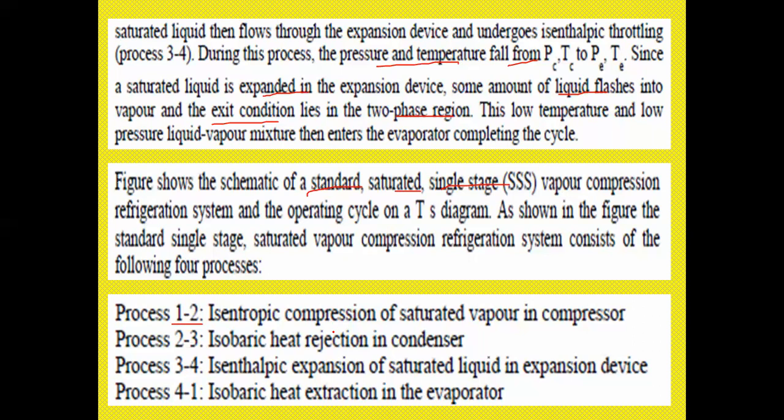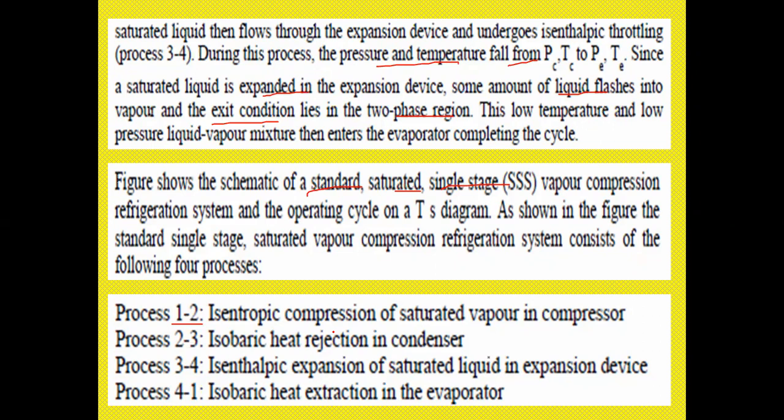So in 4-1 what happens, the liquid refrigerant is converted into vapor form in the evaporator, thereby the heat is extracted in the evaporator. So these are the four simple processes of a simple vapor refrigeration system. Understood? Simple vapor refrigeration system.